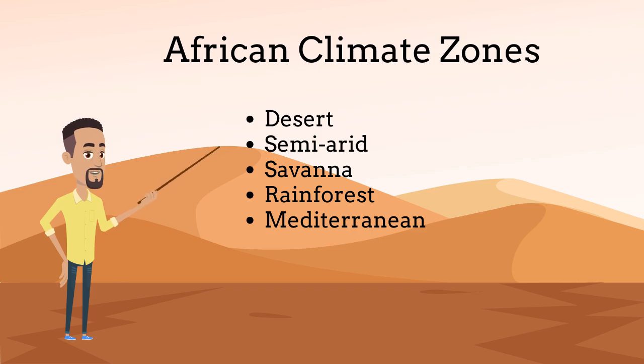The 5 major climate zones of the African continent are the desert zone, which includes the Sahara Desert in the north and the Kalahari Desert in the south. Next, in Central Africa there is the semi-arid region of Sahel and the grasslands of the Savanna. Western Africa consists of rainforest, and finally, the Mediterranean zone occupies northern Africa.